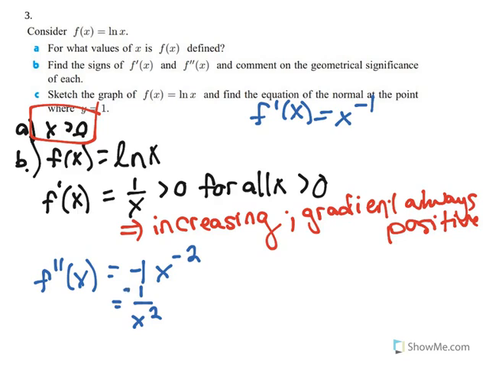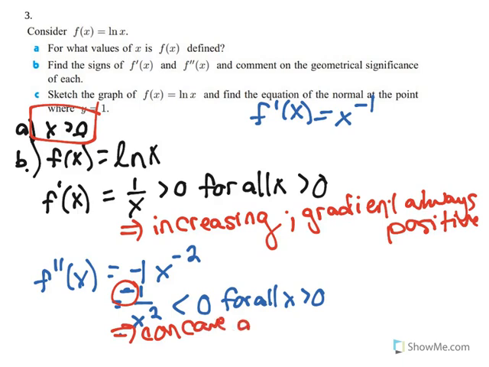And no matter what, I know the sign for this is always going to be negative, because no matter what I put in for x and I square it, it is always positive. So 1 divided by a positive number is always positive, but then you multiply that by this negative sign. So this negative sign right here is always going to make it negative. And that is the case for all x greater than 0. Therefore, geometrically, this means it is concave down the whole time.